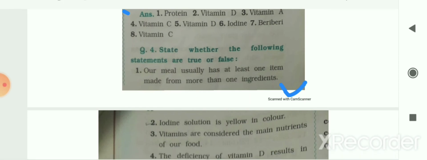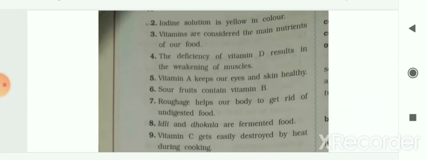The next question, iodine solution is yellow in color. So your answer is true. Iodine solution is yellow in color. Next is, the vitamins are considered the main nutrients of our food. So your answer is false. Vitamins are not considered the main nutrients of our food.